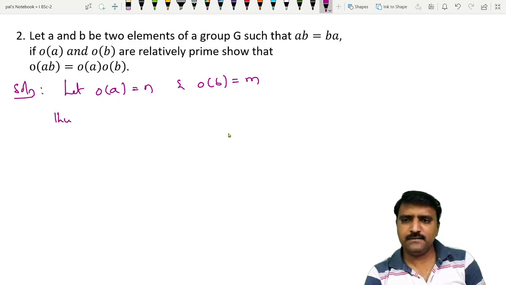Thus, order of A is n. Order of A is n, then what does a to the power of n become?